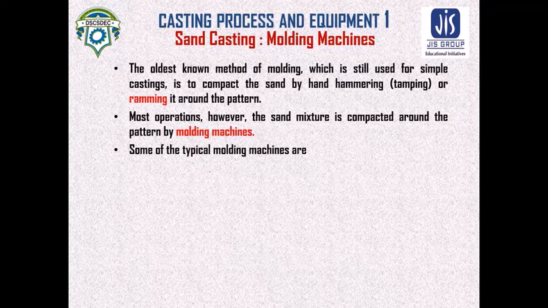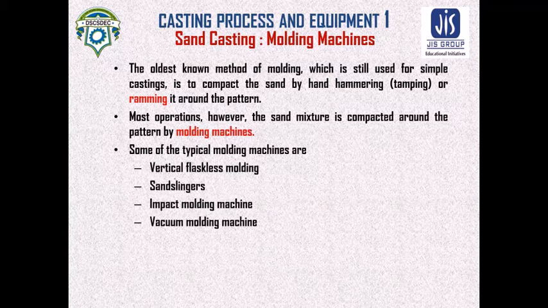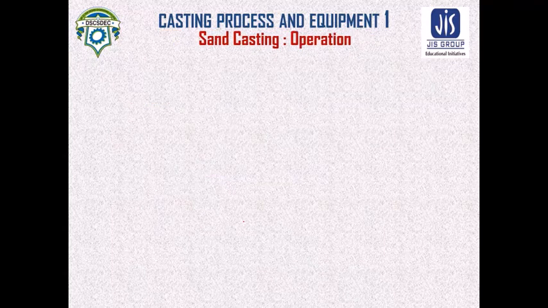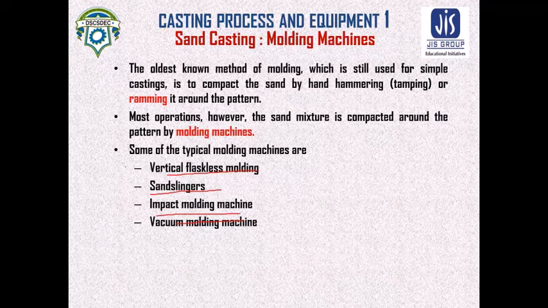Some of the typical molding machines are vertical flaskless molding, sand slingers, impact molding machine, and vacuum molding machine. These are the types of molding machines. The knowledge of these names will be enough for now, because a detailed study of these molding machines is out of the scope of our syllabus.